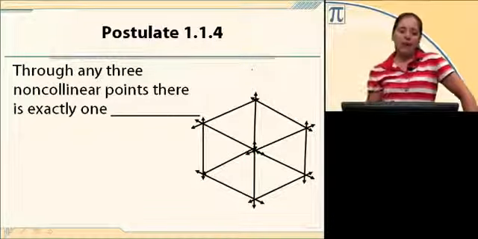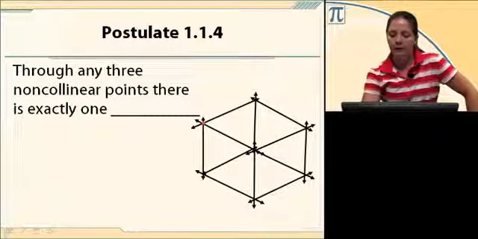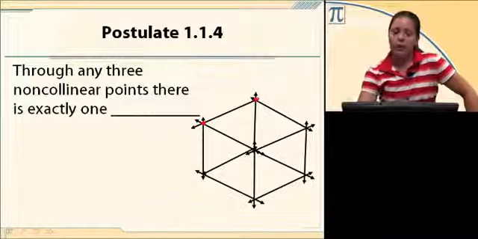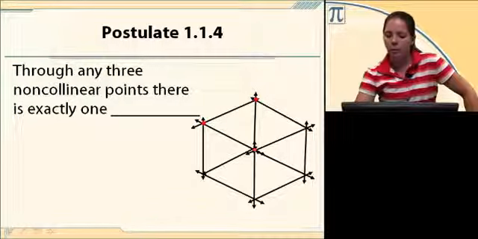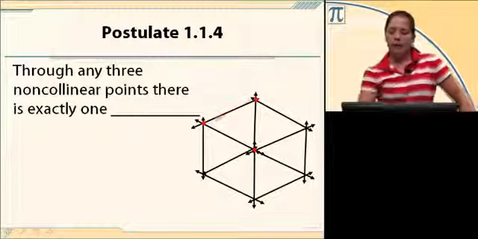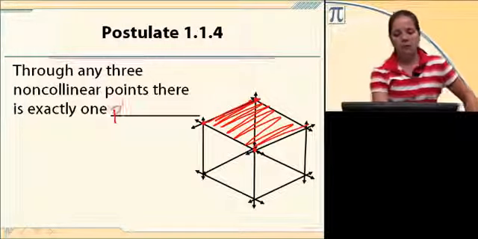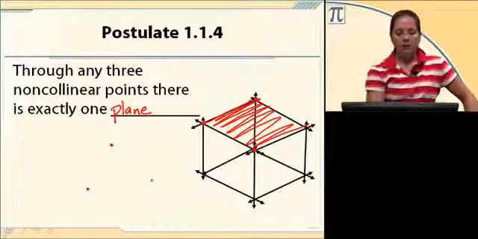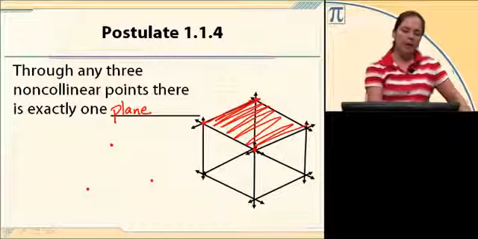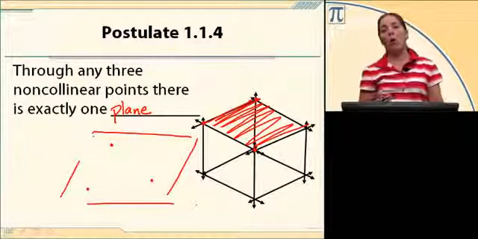Through any 3 non-collinear points, well, 3 non-collinear points means that they can't be on the same line. So, well, those 2 are on the same line, so I'll pick this one over here. It's not on the same line as the other 2. Through any 3 non-collinear points, there is exactly one plane. If you pick any 3 non-collinear points, there is exactly one plane that will contain all 3 of those points.